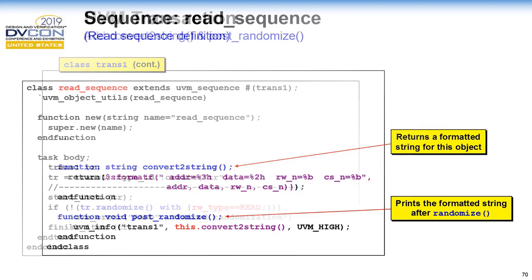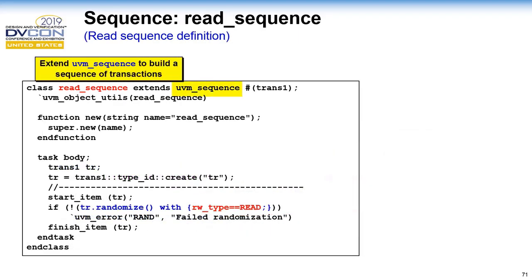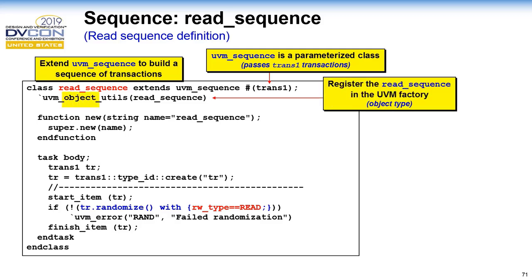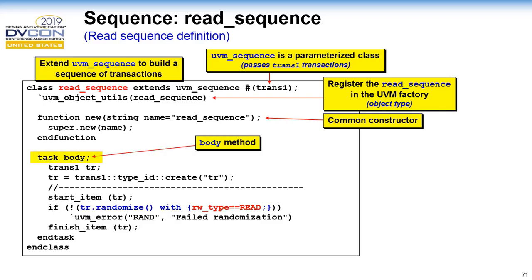Okay. So in a read sequence, you extend the UVM sequence, and you parameterize to the transaction type you're interested in. You register it with a factory with object utils, put in the same 3 boring lines of constructor code that goes inside of any transaction type, and your sequences must have the body task. And so inside of that body task, and that, by the way, is something else you never call. All you're doing is saying when the sequence is executed, it will run the body of my sequence.